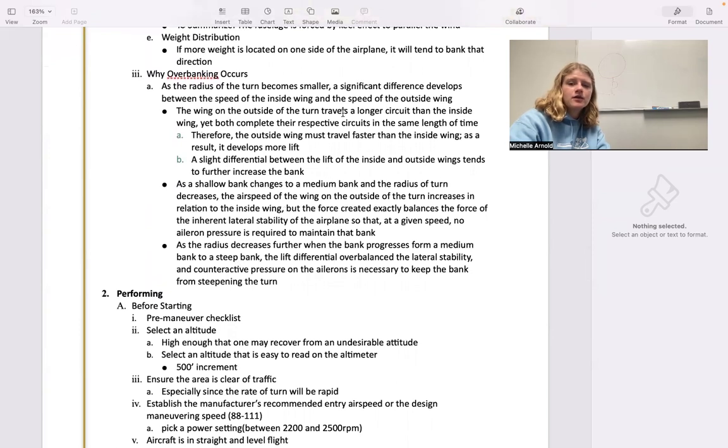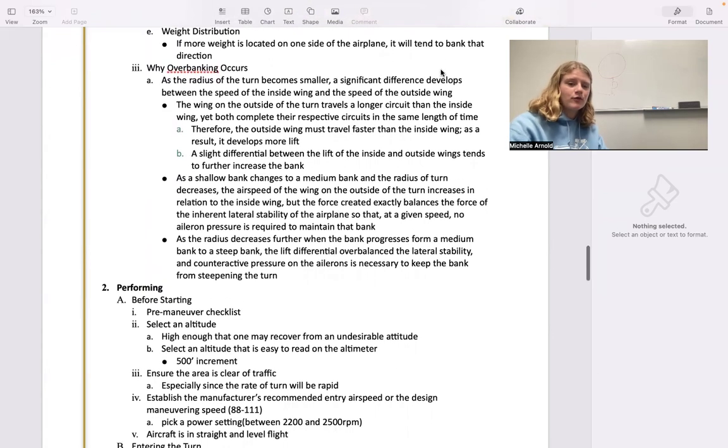All right, so next we're going to talk about a couple reasons why overbanking occurs. As the radius of the turn becomes smaller, a significant difference develops between the speed of the inside wing and the speed of the outside wing. So this is what we have shown here. The wing on the outside travels a longer circuit than the inside wing, yet both complete their respective circuits in the same length of time. Therefore, the wing on the outside must travel faster than the wing on the inside. As a result, it develops more lift. A slight difference between the lift on the inside and the outside wings tends to further increase the bank.